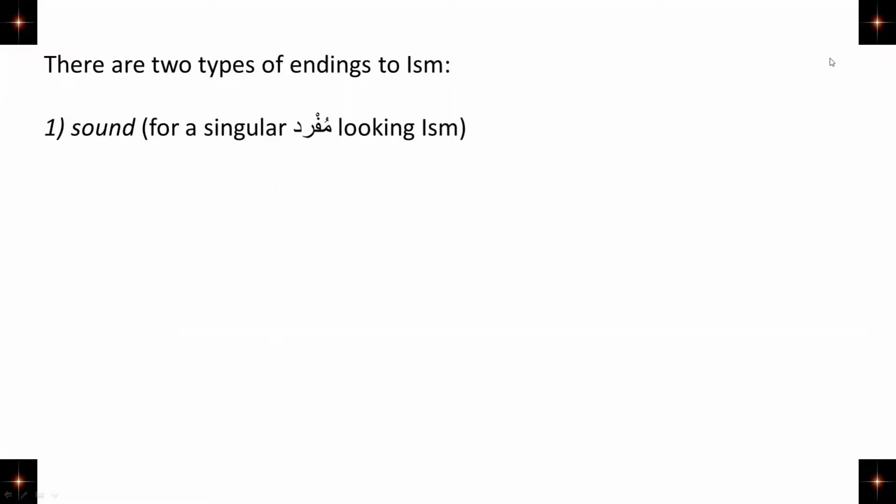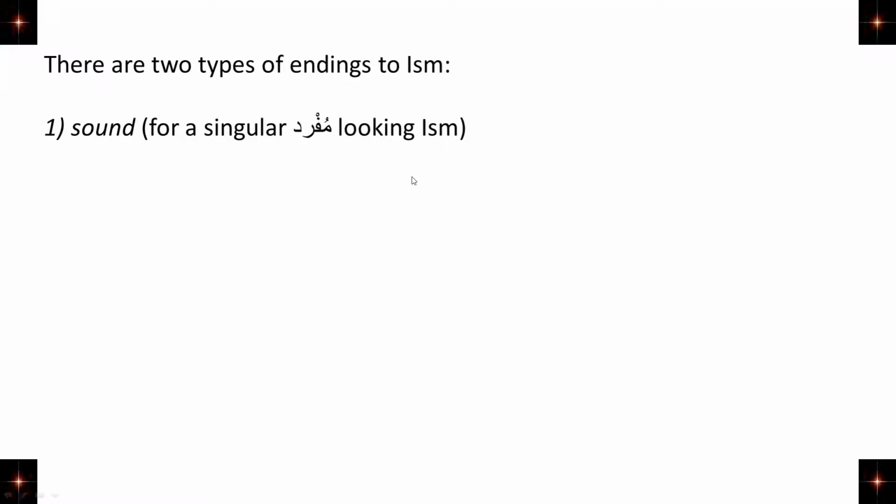How do I know? Then we say, look at the ending part of the ism. If the ending word has a sound or a combination of sounds and letters. These are the two ways to get to know that. Okay? So the two types of endings are sound ending, or we'll call it ending sound. Okay? And this one can happen to a singular looking ism.